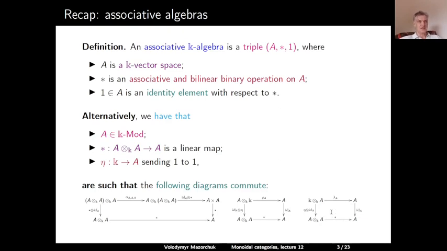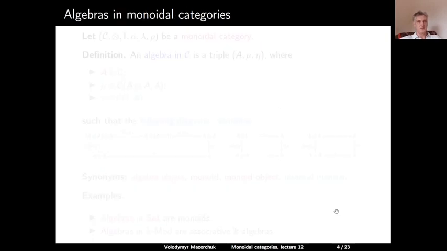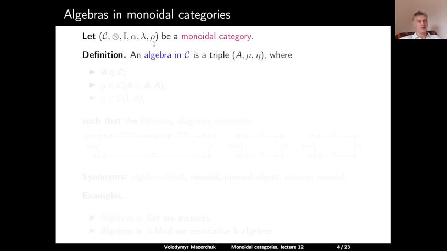And since we see a clear similarity, we can generalize this notion to a setup of an arbitrary monoidal category. Let C be a monoidal category with a tensor product, the unital object I, the associator alpha, the left unitor lambda, and the right unitor rho. Definition: an algebra in C is a triple, which consists of an object A in C, a morphism mu from A tensor A to A in C, and the morphism eta from the identity object to A in C.